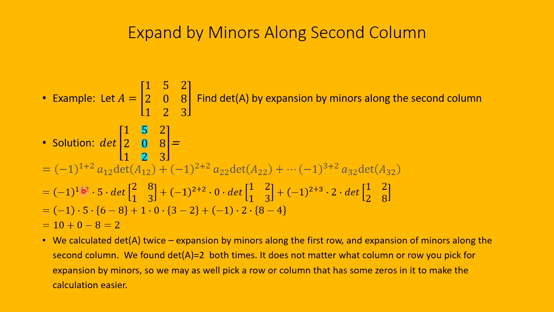Minus 1 to an odd power is minus 1 times 5. This determinant is 6 minus 8. Move on to the next term. Minus 1 to an even power is 1 times 0 times this determinant.